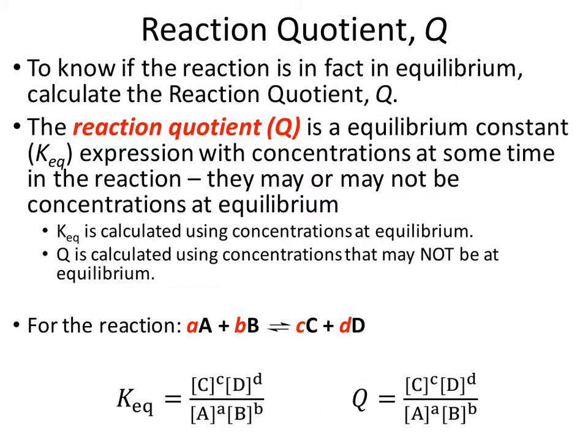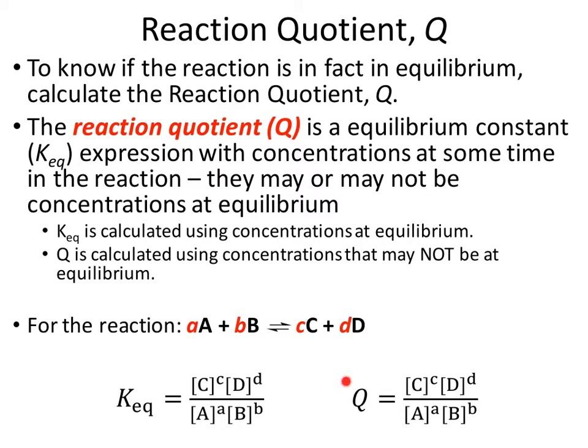So what is the difference? Well, our K equilibrium shows our concentrations at equilibrium, hence the K equilibrium. The reaction quotient isn't as constrained. This shows our ratio between products and reactants at any time during the reaction. Now, this could be at the beginning of the reaction, it could be at equilibrium, or it could be somewhere in the middle. So this allows us a lot of flexibility.